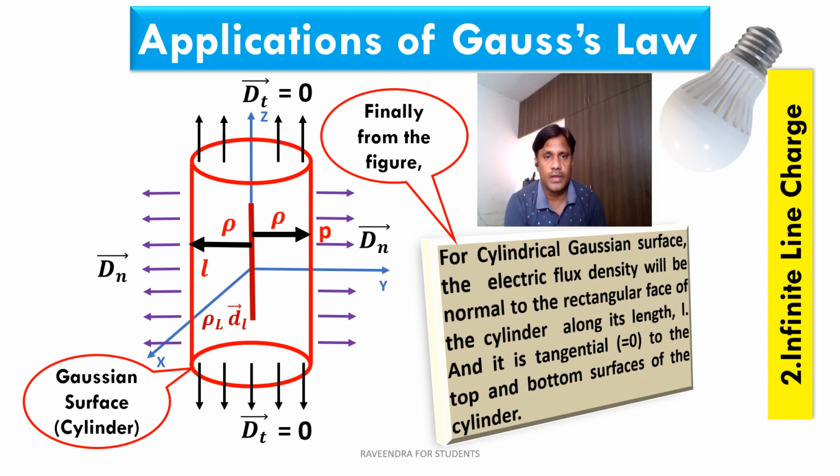One more point we have to assume is, even though it is an infinite line charge, to construct the Gaussian surface we have considered only a finite line charge. Our assumption is that the top point of the line charge is at infinity and the bottom point of the line charge is at minus infinity. But in order to understand clearly, we have taken a finite line charge only.